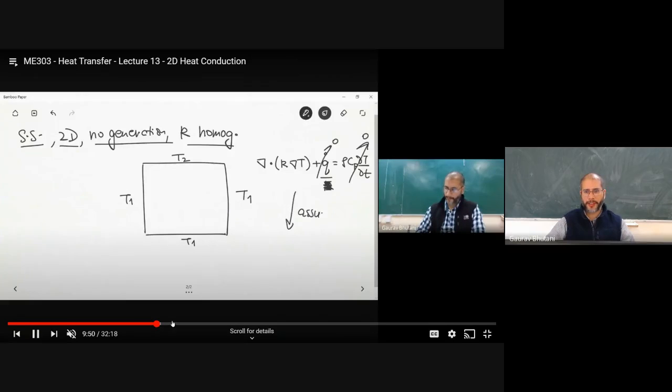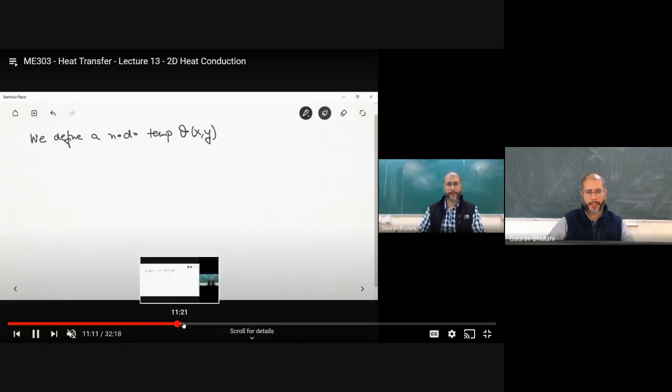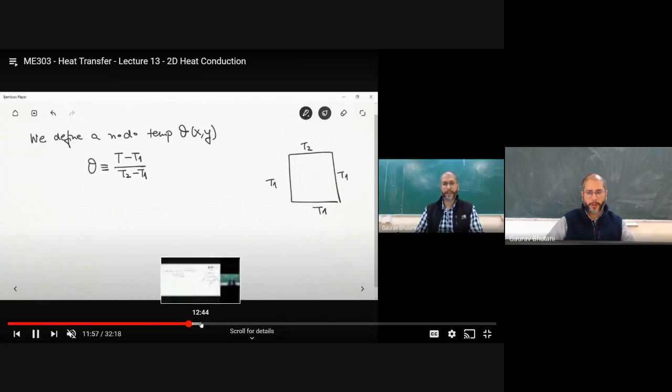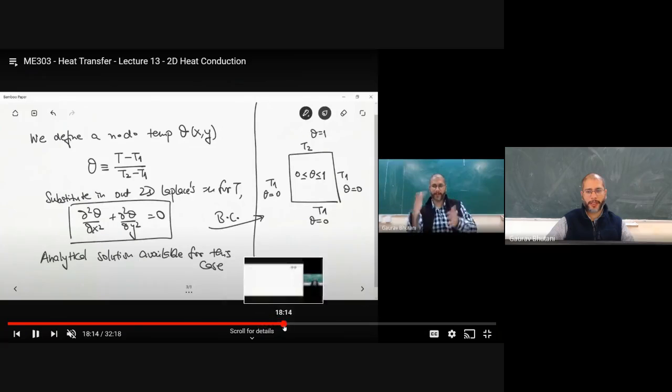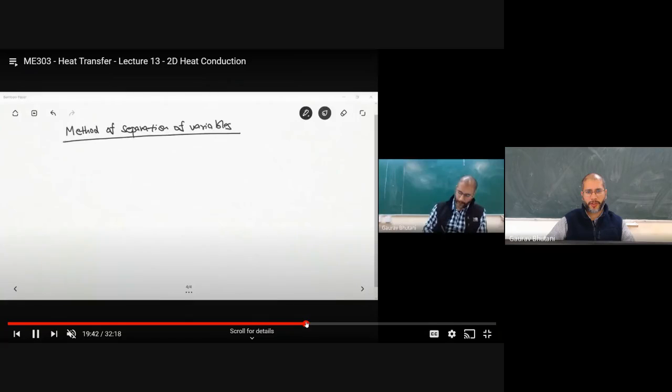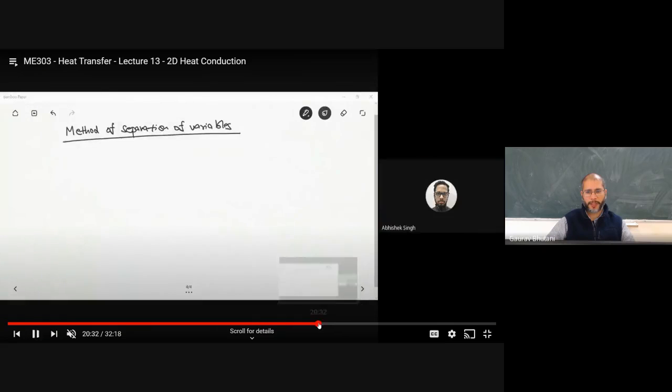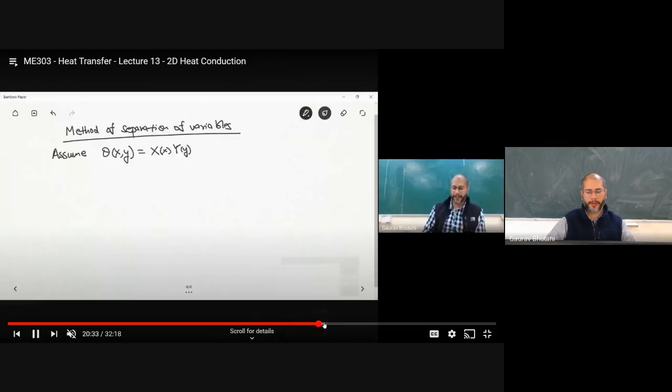So we wrote the equation. We assume that it's a steady state situation without any heat generation with a homogeneous thermal conductivity. So that gave us simply a Laplace's equation in T. So we non-dimensionalized the equation and then non-dimensionalized the boundary conditions as well. And that gave us an equation which was then solved using the method of separation of variables.